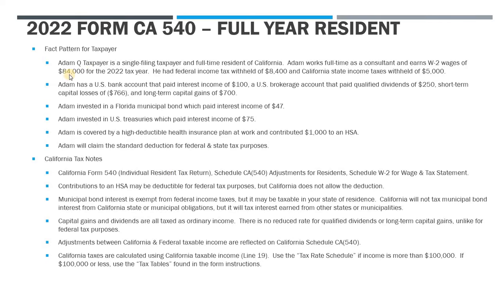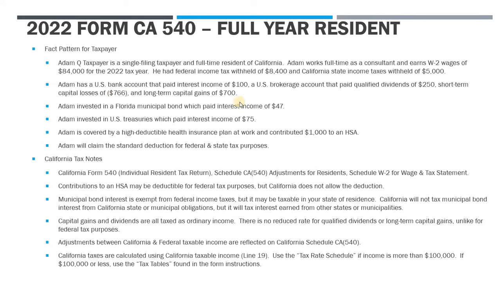So here's the fact pattern we're working with. We have our taxpayer here, Adam Q. Taxpayer. He is a single filing taxpayer and a full-time resident of California. Adam works full-time as a consultant, and his salary is $84,000 per year, so he gets a W-2 that shows those amounts. He had federal income taxes withheld on those wages of $8,400 and California state income taxes withheld of $5,000.